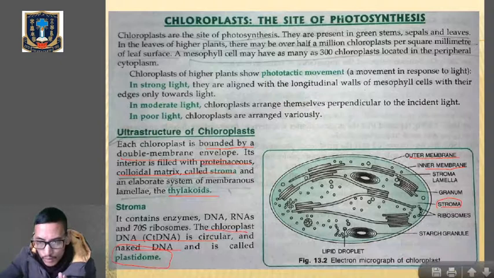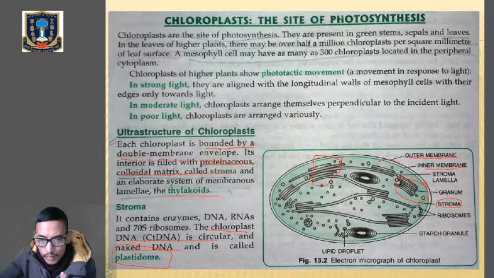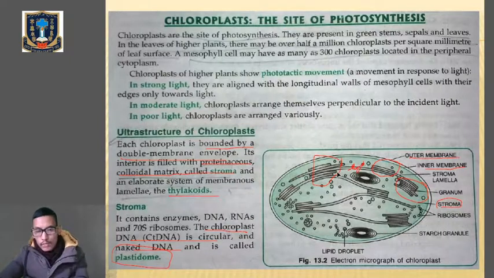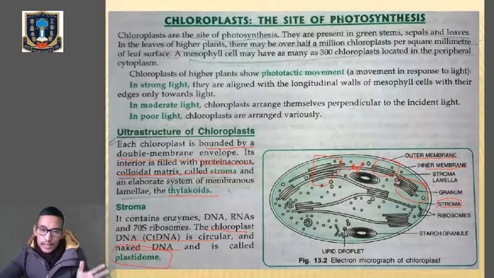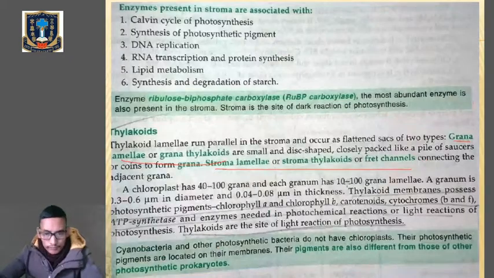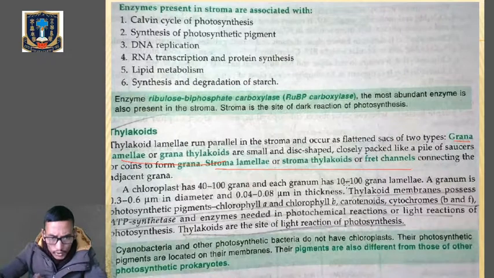You can see over here, this one is the grana. So this is the grana lamella. Even this one is the grana lamella. These are the grana lamellae. And this one, which contains the two grana, is called the stroma lamella, which is connecting the two granum or the grana lamellae. Clear? Okay.